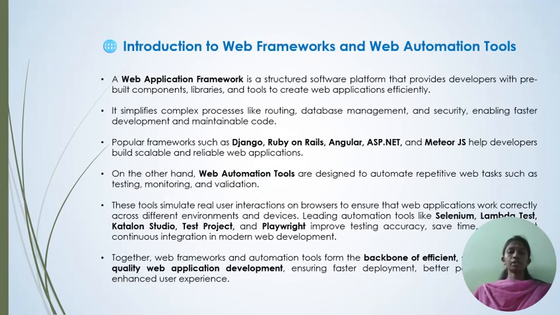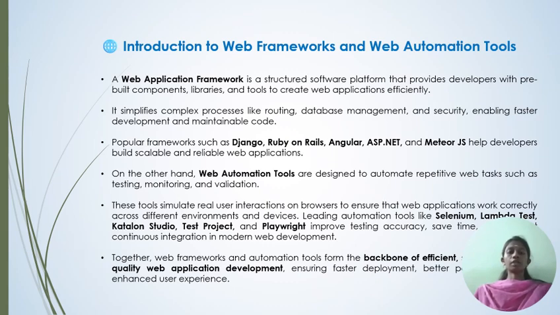Introduction. A web application framework is a software structure that helps developers build websites and web applications faster and more efficiently. It provides ready-made components, libraries, and templates that reduce repetitive work. For example, when we build a website from scratch, we need to handle routing, database connection, security, and UI design separately. But with a framework, most of these features are already included, so developers can focus mainly on logic and creativity. Common web frameworks are Django, Ruby on Rails, Angular, ASP.NET, and Meteor.js.